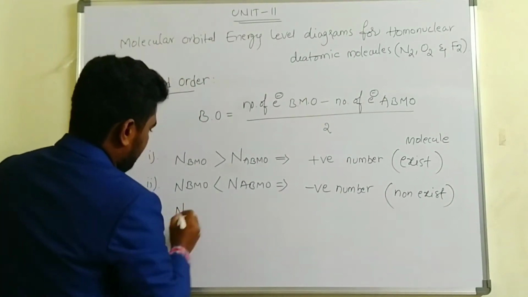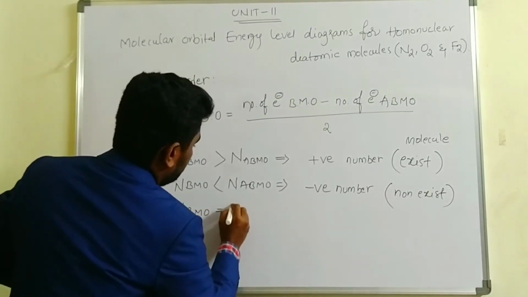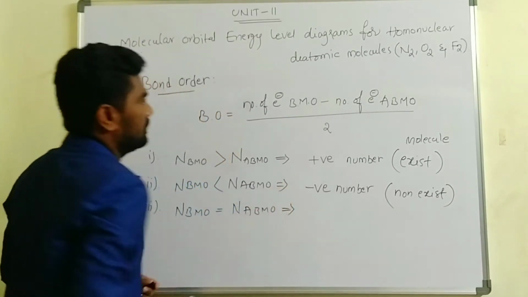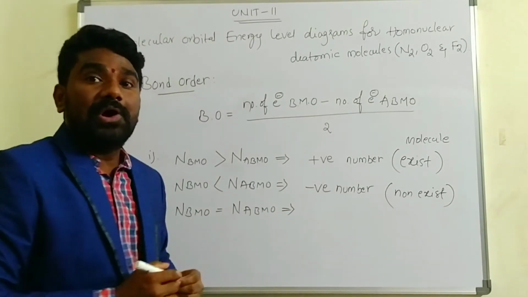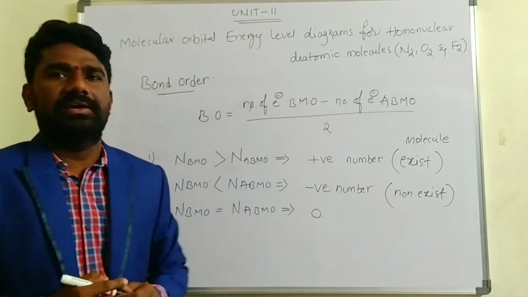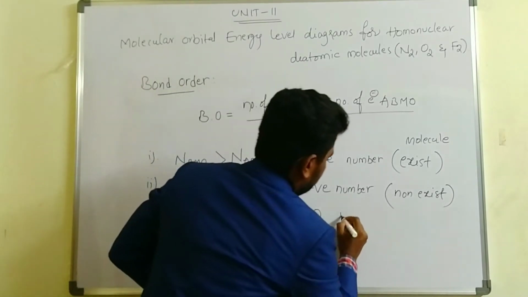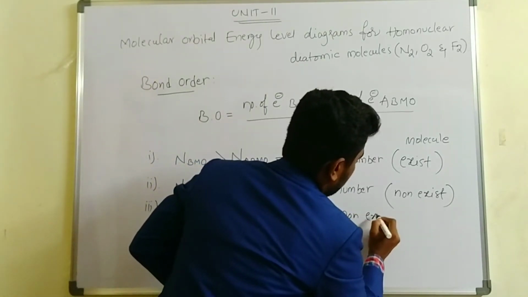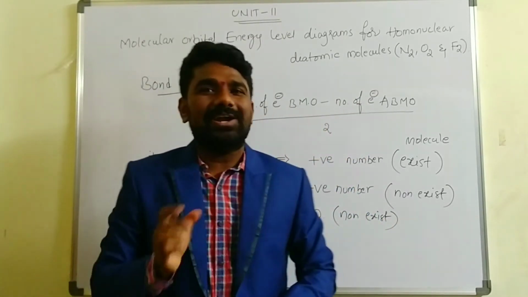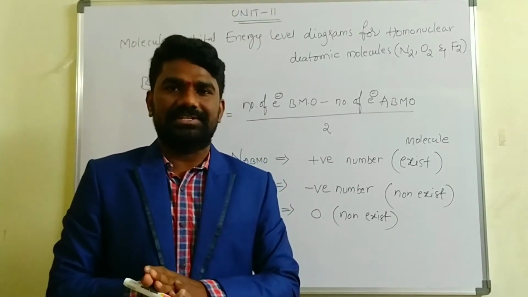Another case: if the number of electrons present in the bonding molecular orbitals is equal to the number of electrons present in the anti-bonding molecular orbitals, what happens? The bond order will be 0. This is also a non-existent molecule. Bond order will not have a negative number or 0, isn't it?